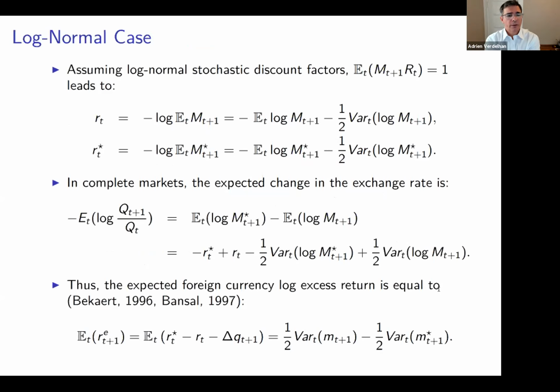So if the world is log normal, you can very easily write down the short-term interest rates, the risk-free rate at home, R_t and R star, in terms of the first and second moment of the log SDF, log stochastic discount factor. Now, you still have this definition of the exchange rate as a ratio of the 2 stochastic discount factors or a difference in logs. So you can use the 2 results before to derive the last line of this slide, which is very useful to build intuition. The expected excess return, again, by borrowing in the US at the risk-free rate, investing abroad at the risk-free rate, and taking on the exchange rate risk, is equal to the difference in the variances of the log stochastic discount factor at home and abroad.